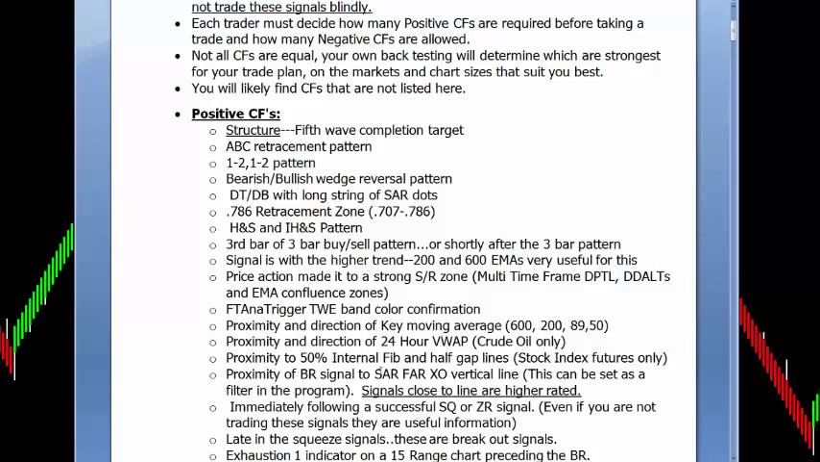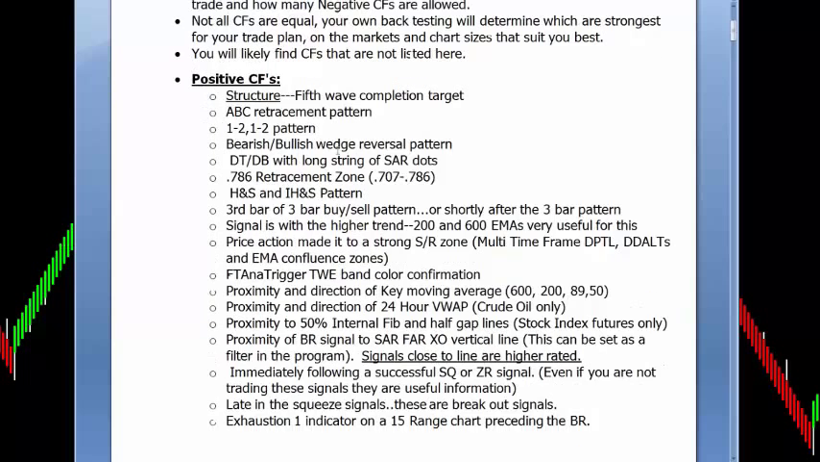Proximity of BR signal to the SAR FAR XO vertical line. We will be looking at this today. And I make a note here, this can be set as a filter in the program. And a little underlined, signals close to the line are higher rated. Immediately following a successful SQ or ZR, so you won't be seeing that today. Late in the squeeze signals, you will see that. These are breakout signals. And I also like to run an exhaustion 1 indicator on a 15 range bar chart. That is a little higher time frame. So I've got positive CFs.